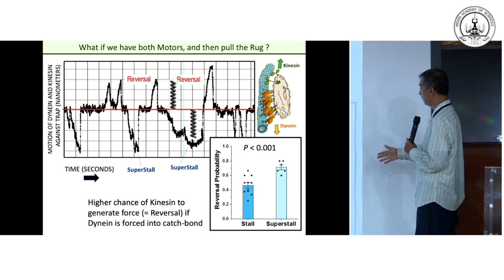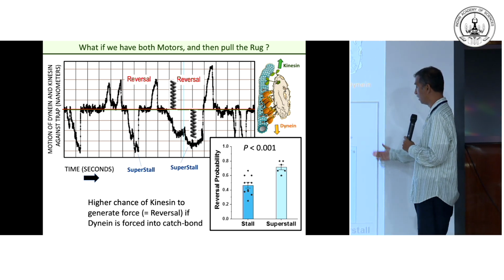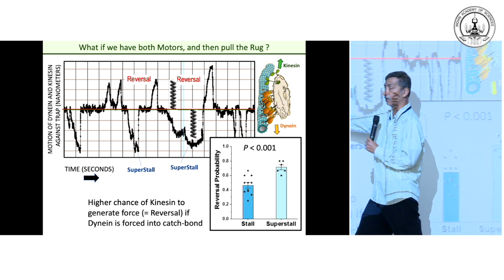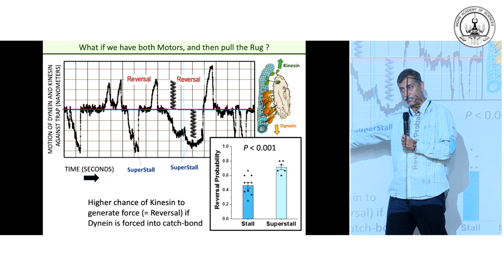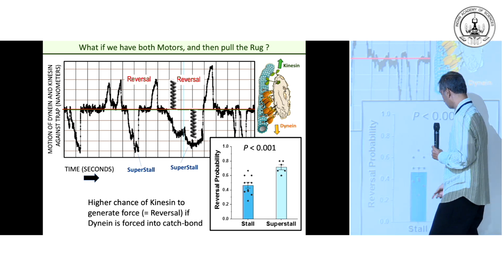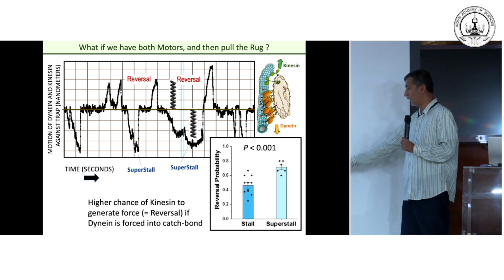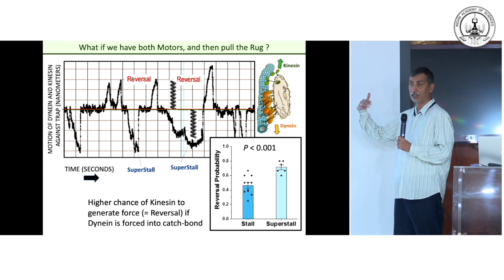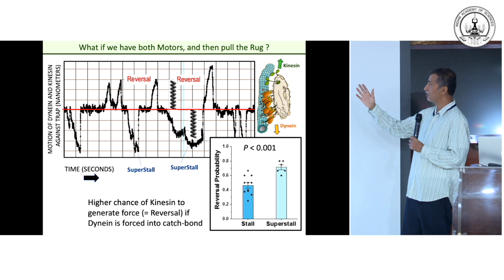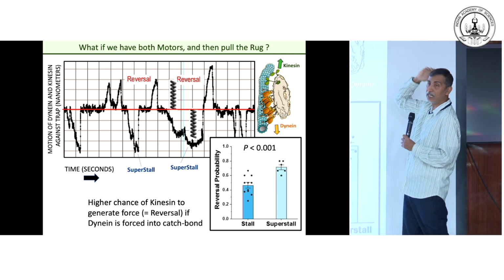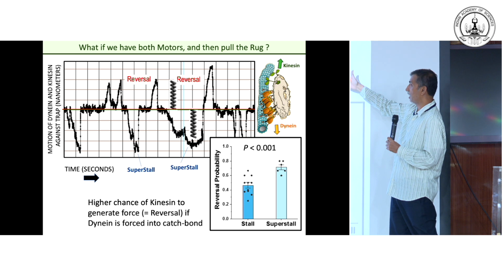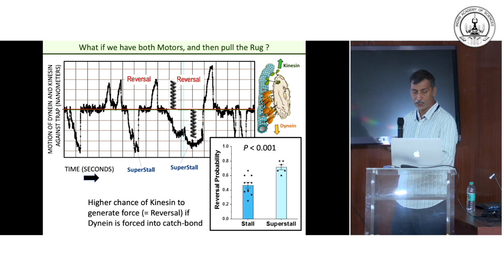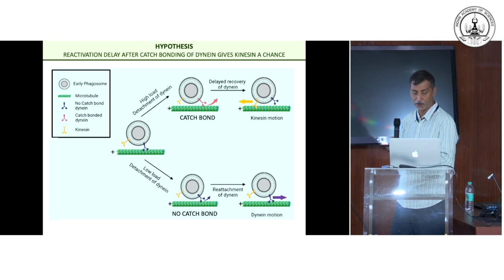what we see from our preliminary measurements, we are still doing these experiments. The reversal probability at a stall, where you have not pulled the rug, is such that the balance is coming out by itself. But when you exert this additional force, we call it super stall, you now see that the chance that you will have a kinesin event after dynein increases. And this kind of a situation where you have this tug of war inside cells, and probably this kind of a catch bond, happens in the context of many kinds of cargoes, and those are things that, just to give you a flavor of that.